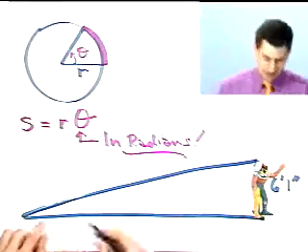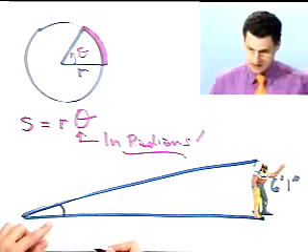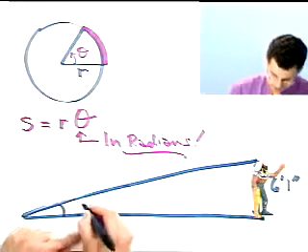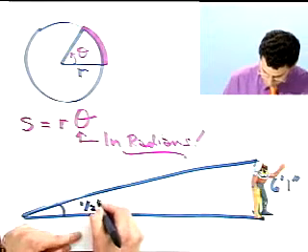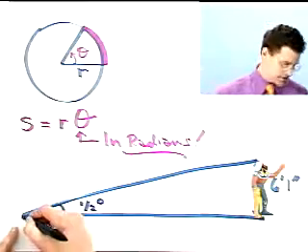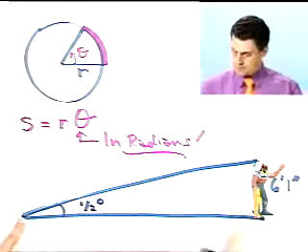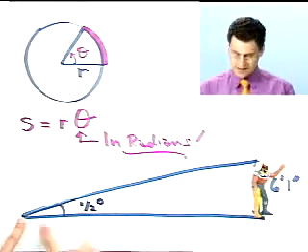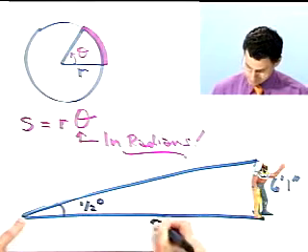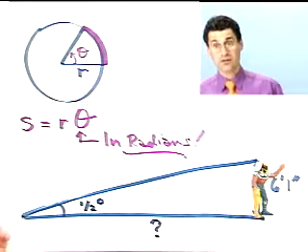There's the surveyor. And this angle right here, it's very, very tiny. It's only a half of a degree. And the question is, how far away is the surveyor from the assistant? So what is this distance right here? Well, how could we answer this question?